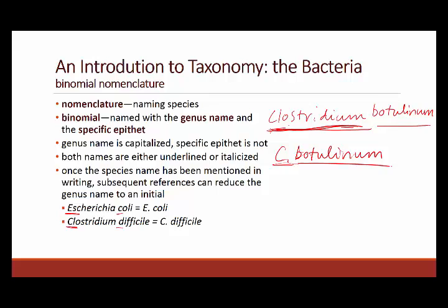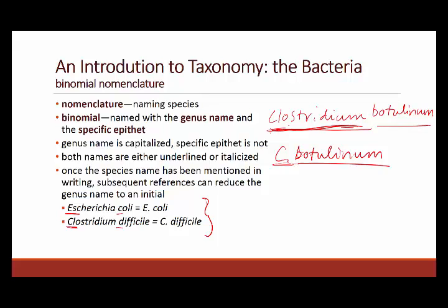So first reference, you always write it out. A later reference in a paper or in something that you're writing about it, you can just abbreviate it as C. botulinum. What else to say about it? If you are typing this up, then you don't have to underline. You can just do what I did here, which is make it italics. So italics equals underlining. So underline if you're doing it by hand, though, because I don't know anybody who can write in italics.